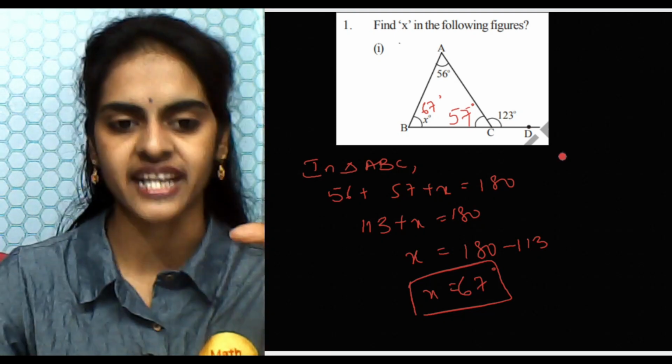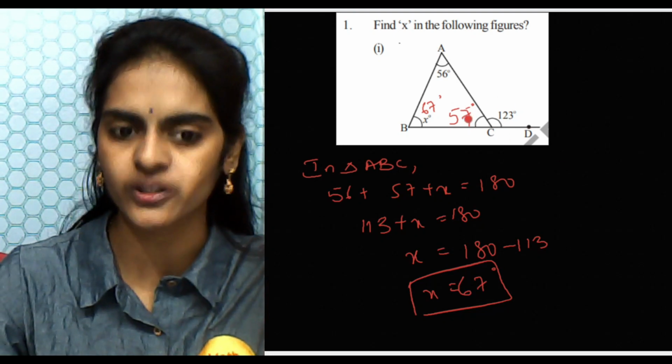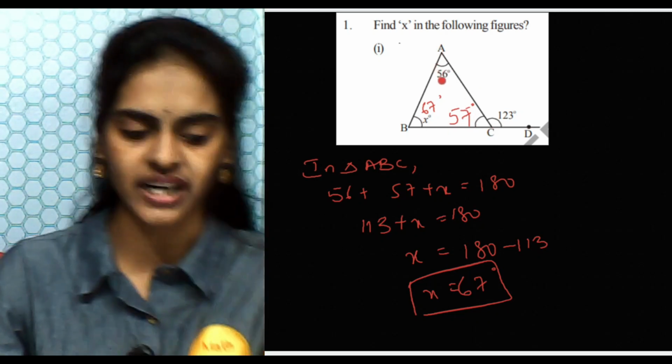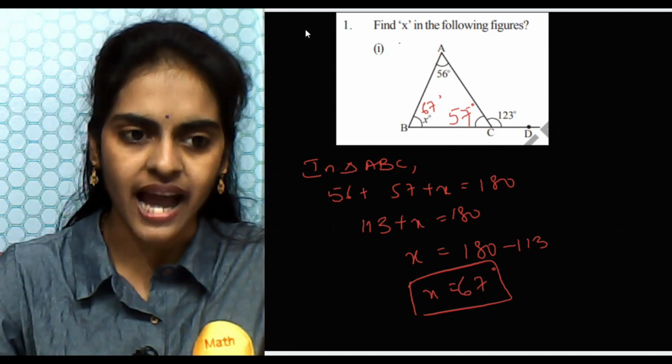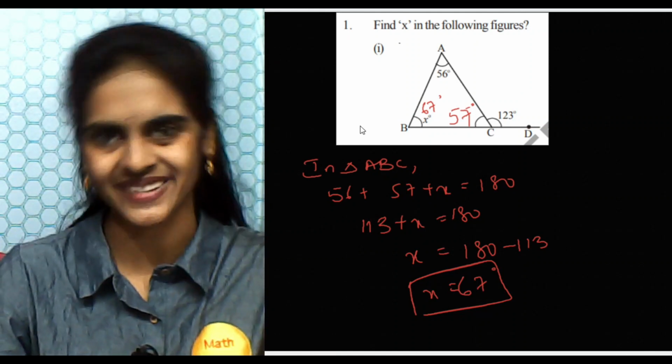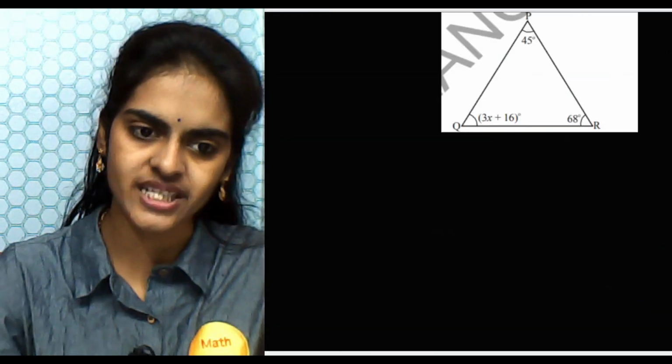First you have taken that this is a straight angle, so you found this angle. Now again you have taken this triangle, sum of angles in a triangle is 180. So adding all these three angles we have to get 180, and from that you can find the x value, right? Let us move on to the next question now.